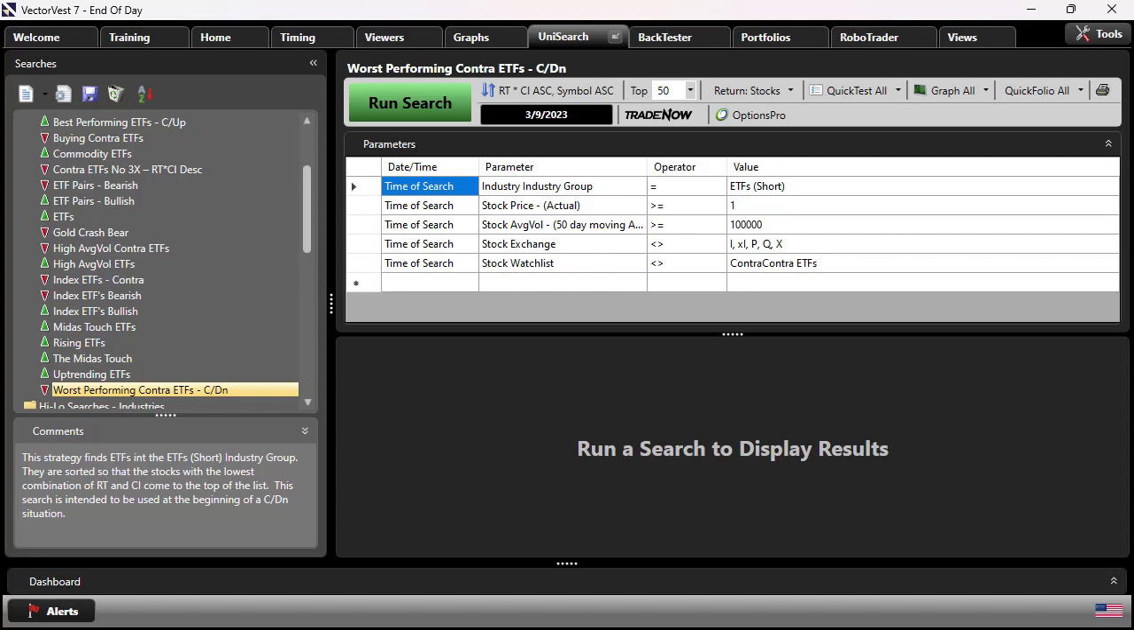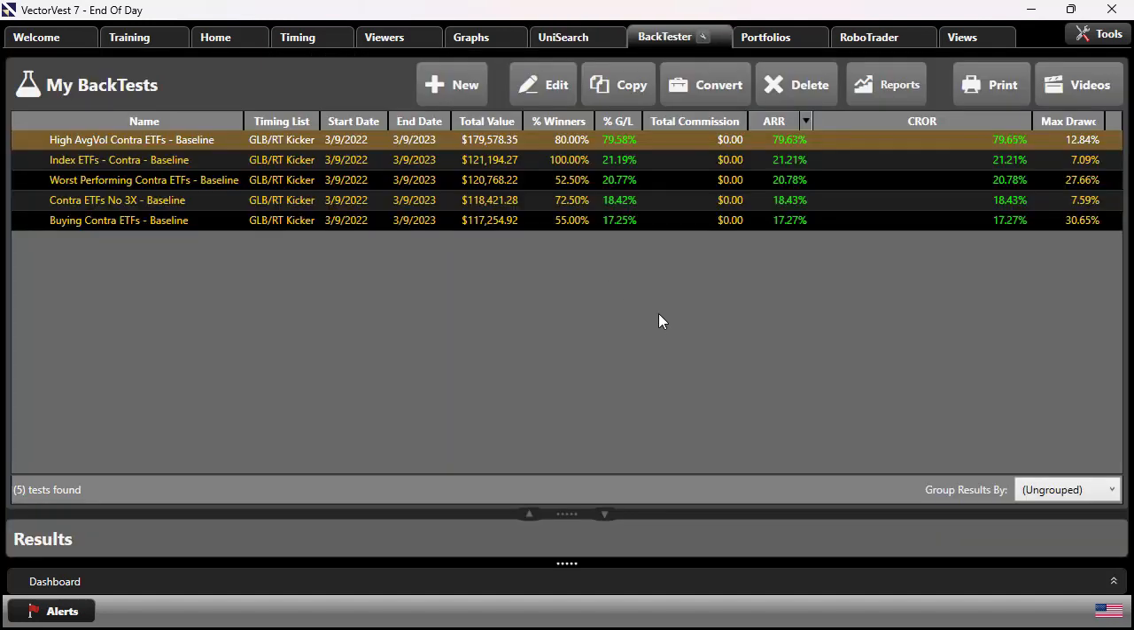And for this part of the study, I want to use the back tester. I ran a series of back tests for each of the searches over the past 1 year time frame using all of our market timing signals. I saved the best performing test for each of the searches, and there are a couple interesting observations.